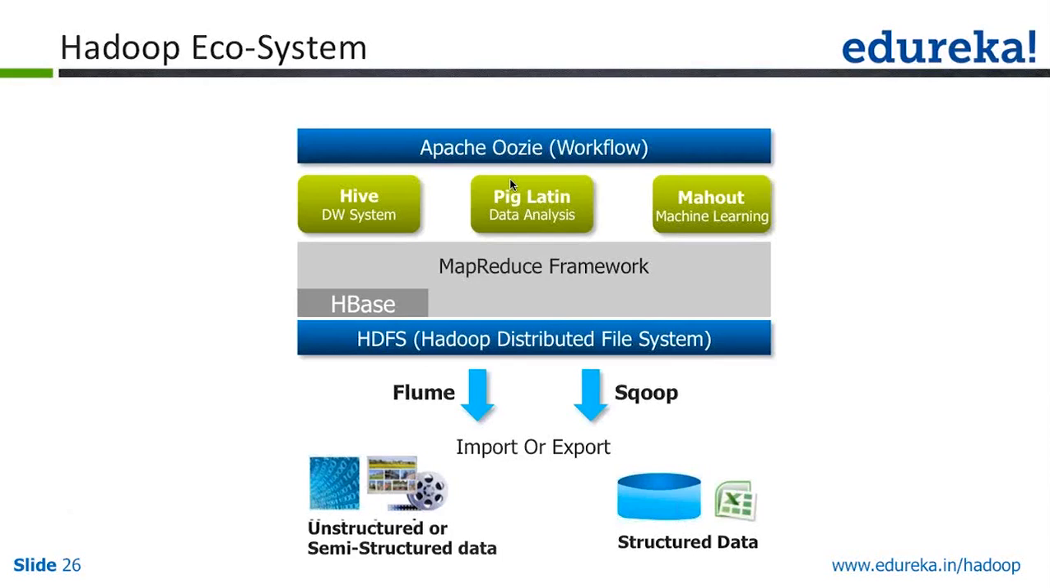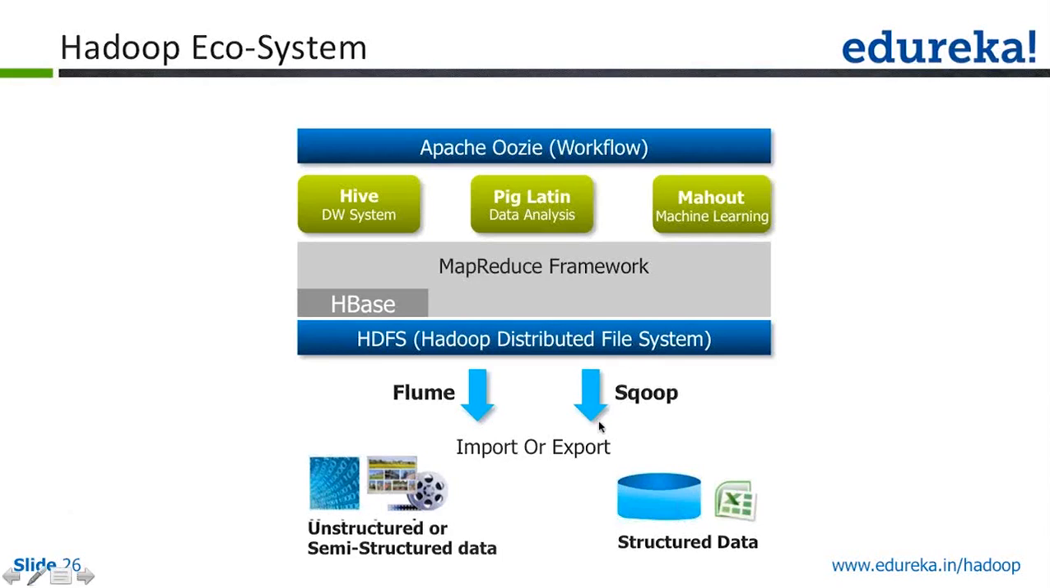Now I'll not be going into details of these, but over the period of our course, we will be covering most of these. To start, if you had structured data stored in a RDBMS and you want to move it into Hadoop, you use Scoop. Scoop is a tool which is used for moving the data from RDBMS to Hadoop. It's the abbreviation of SQL to Hadoop.